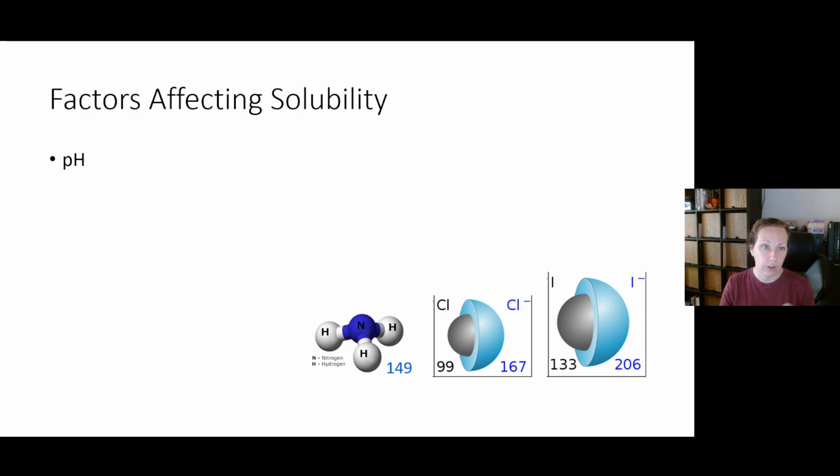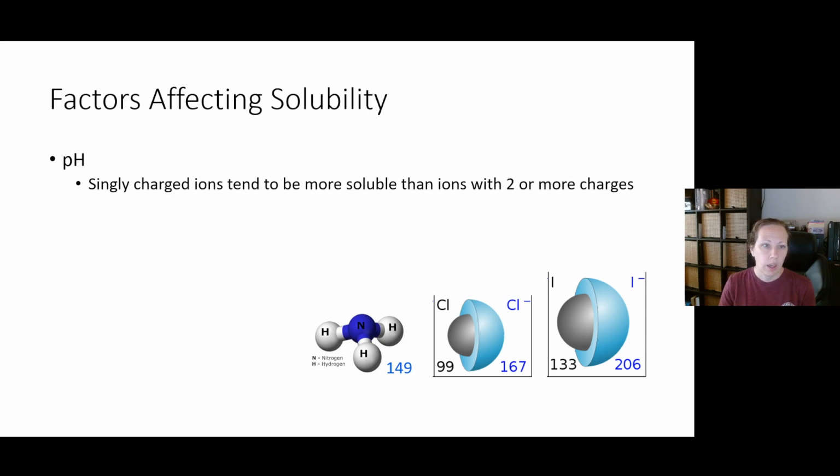The fourth factor that affects solubility is the pH. And by pH, I'm also talking about charges. Singly charged ions tend to be more soluble than ions with 2 or more charges. Examples of singly charged ions are sodium and chloride. They each have a charge of +1 or -1. They are going to be more soluble than ions with 2 or more charges, such as calcium ions or magnesium ions.